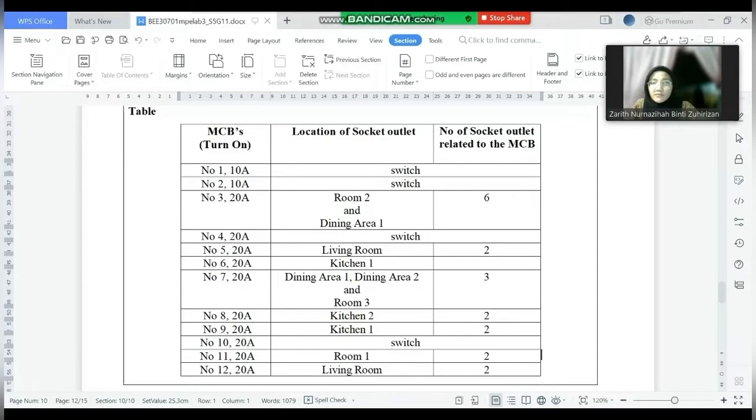After observing the functionality of the socket outlets, we have to record the result in Table 4.1. We can see here this is the MCB. How many MCBs are there? I have 12 MCBs in my house on the board. Then we have to record the type of MCB, the location of the socket outlet, and the number of socket outlets related to the MCB.